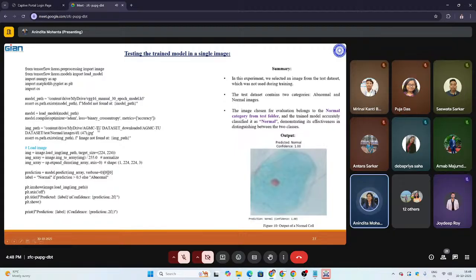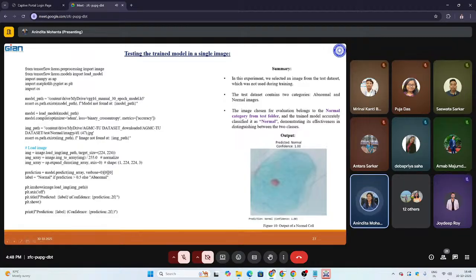And for the image path, here you can see that I have given an image from the test dataset, which I have not used for training. In the AGMC2 dataset, there are 2 folders, train and test, each with abnormal and normal images. I have not used the test images for training. I have just used the train folder.